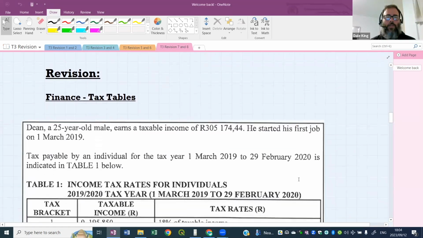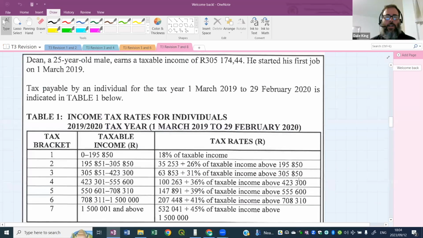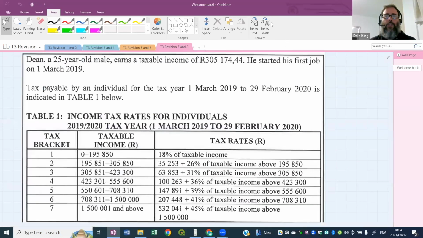Tax tables. Here we go. All right, so here is the contextual scenario. Here is the tax table. Every single one of you, when you get to your first paycheck and your first job working for a company, you will be paying income tax like we all do.